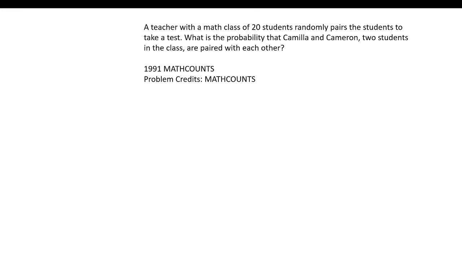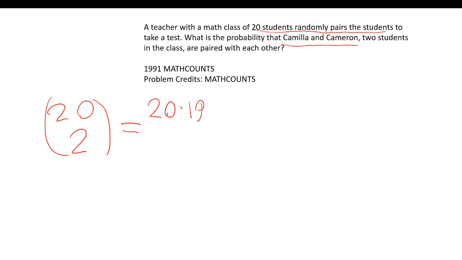What's the probability that Camila and Cameron, two students in the class, are paired with each other? So we want these two students to be paired with each other, and we have 20 students randomly paired. Let's just use the regular approach. There are 20 students, we need to form a pair, so that's just 20 choose 2, right? It's 20 times 19 over 2 factorial, and that's just 190.